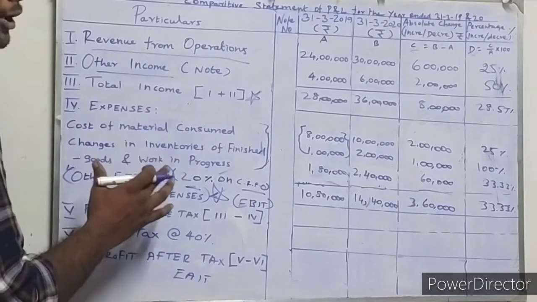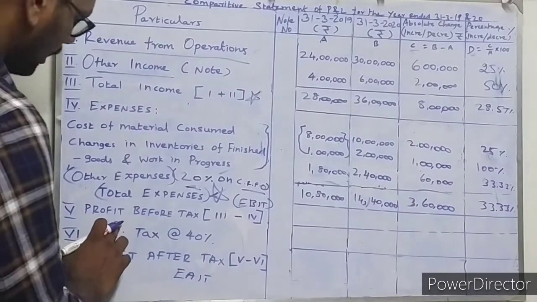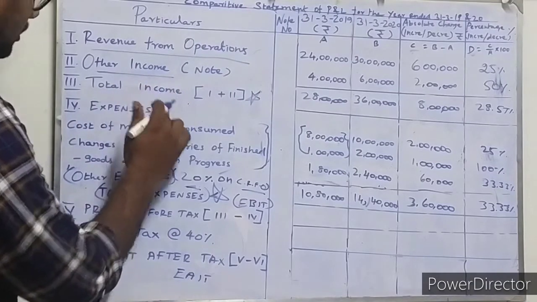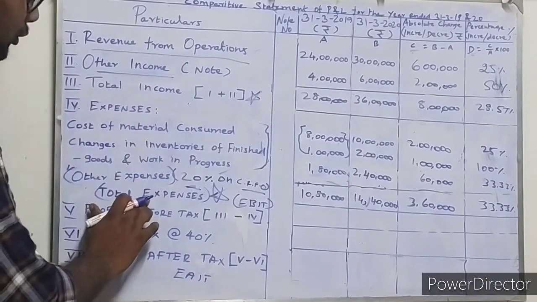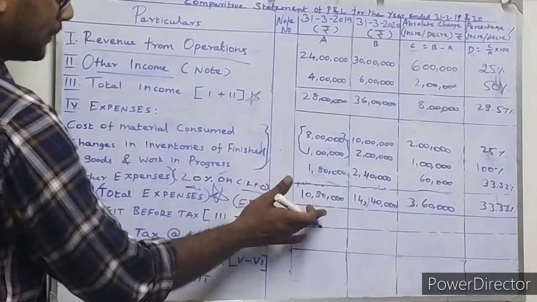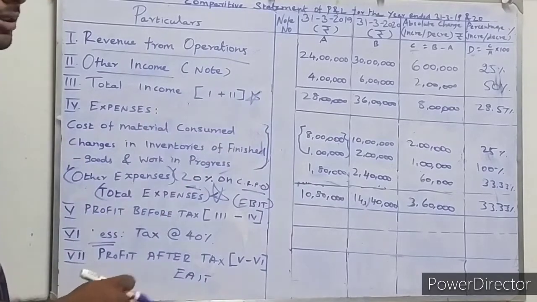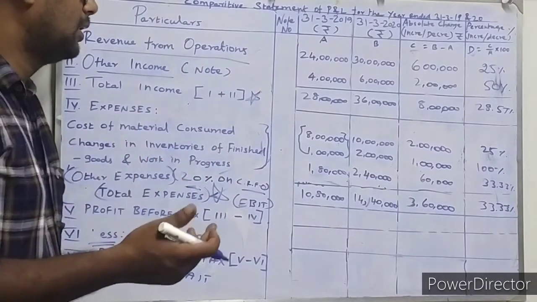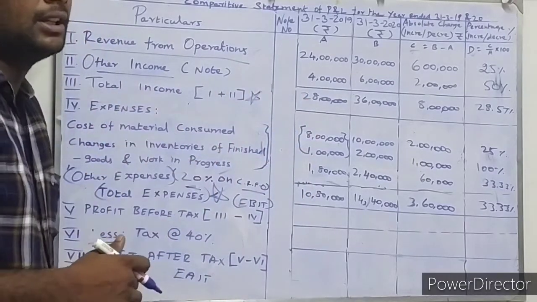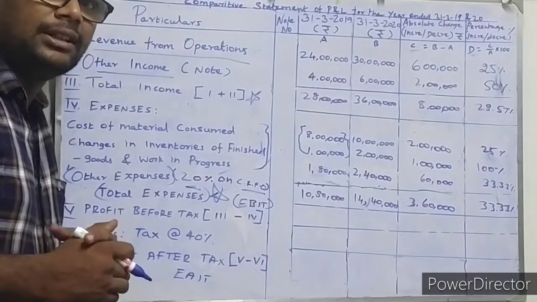To prepare it, you should know about the trading and profit and loss account. Unless you know it, you cannot prepare it. And profit before tax, we are going to identify now. Item 3 is total income. With the help of this total income, we are going to deduct total expenses. If total income is more than total expenses, we have profit. If total income is equal to total expenses, that is the break-even point, no profit, no loss. If total expenses are more than total income, that is loss.